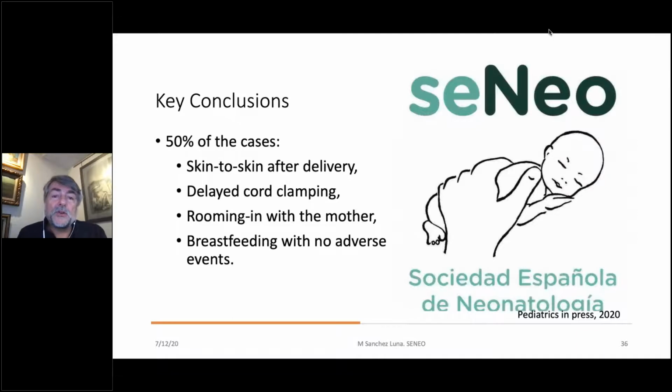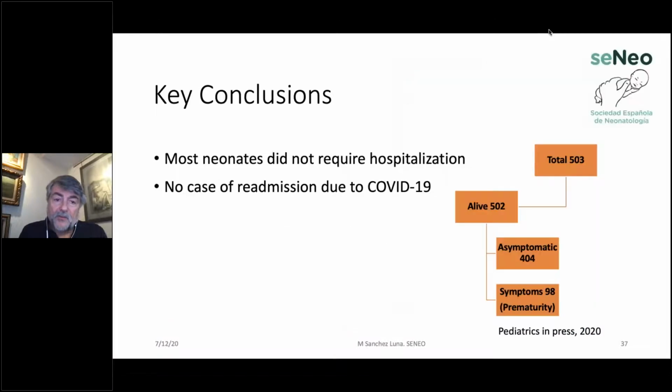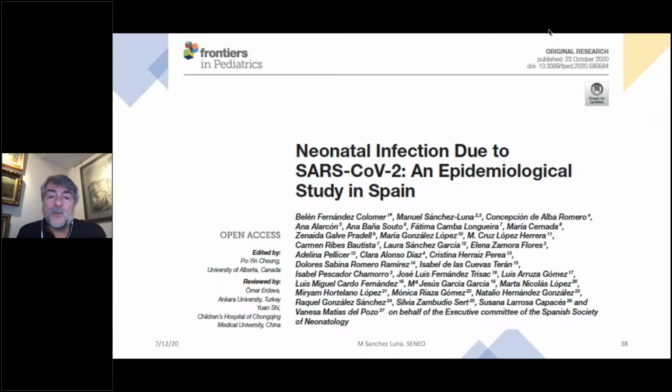We were able to apply the recommendation of the National Society, doing skin-to-skin care, delayed cord clamping, rooming in, breastfeeding from the beginning without any kind of adverse event. So most of the neonates did not require hospitalization or admission to the ICU or the neonatal ward, and only a few of them, 98, were admitted, and most of the time symptoms were related to their prematurity.